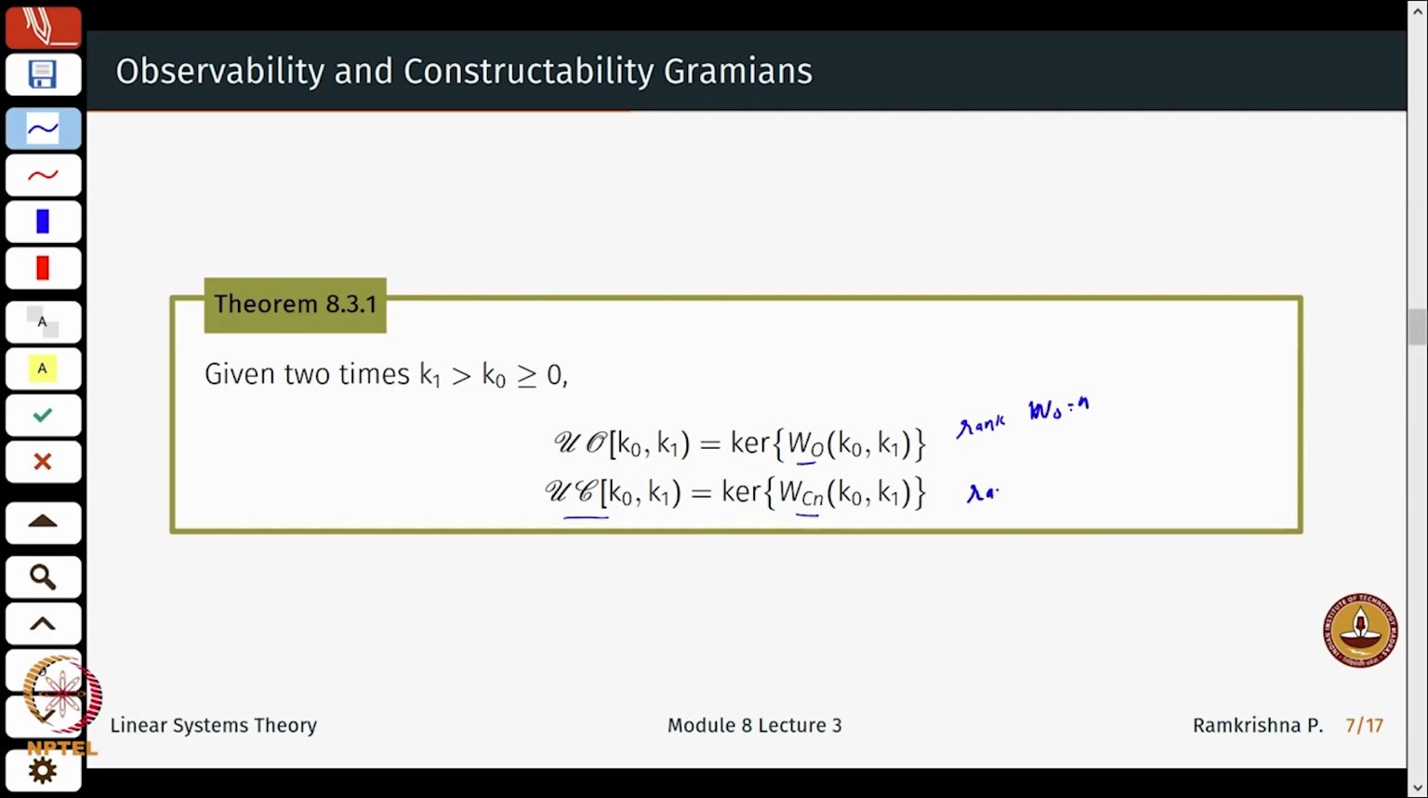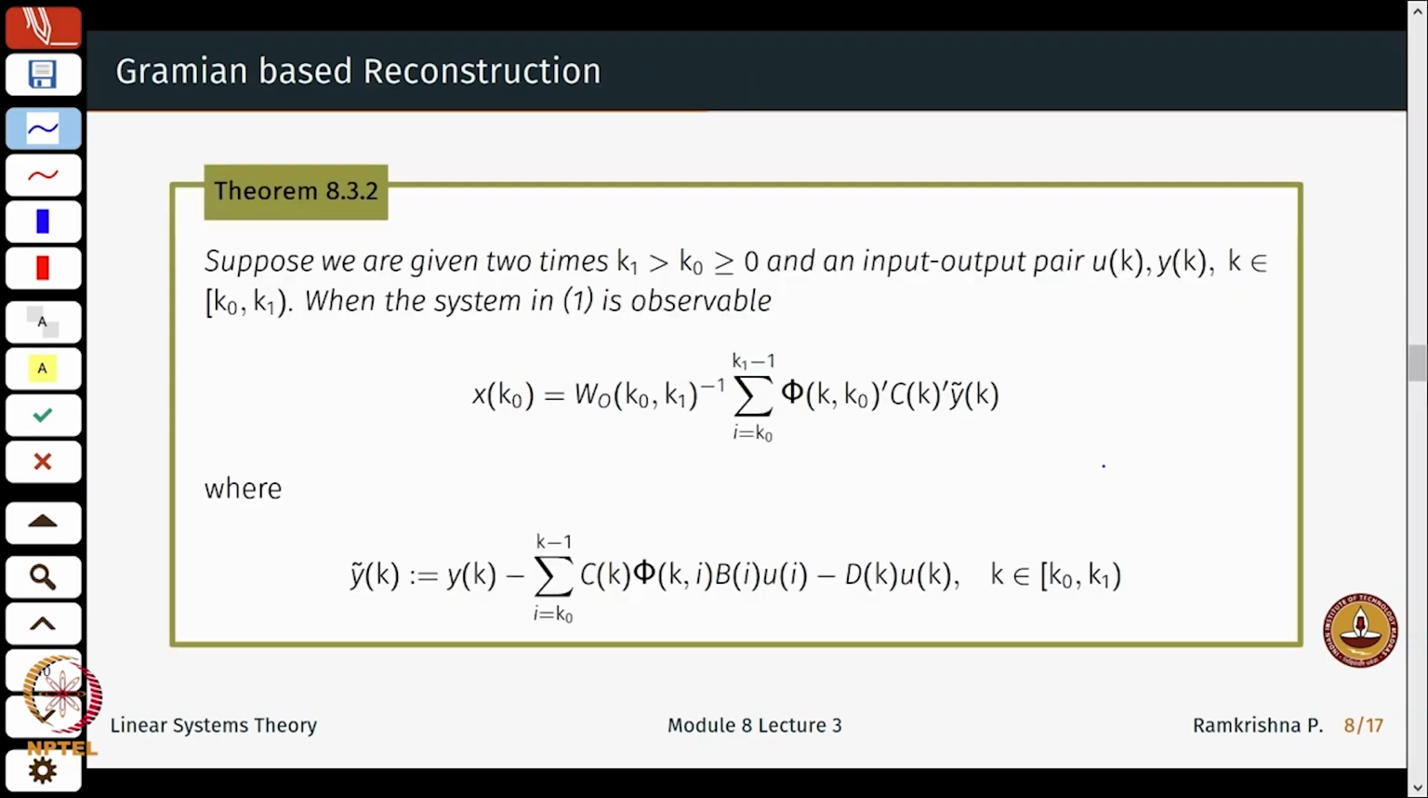Similarly, the system is observable if the rank of WCN is n. Okay. So, nothing changes here. Similarly, I can do the Gramian based construction. So, having known the Gramian, how do I construct the state?